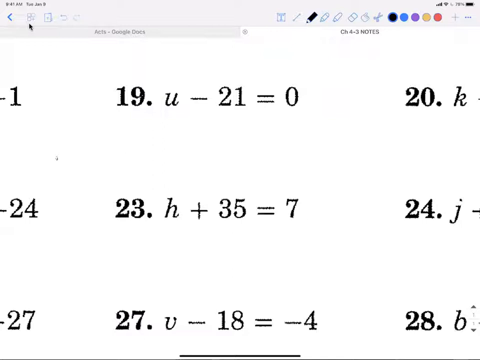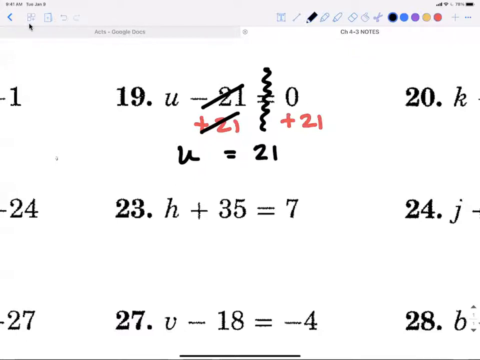All right, so same thing. You've got your equal sign. That's kind of your wall that you're working. That's where you really want to keep everything balanced. It's a negative 21, so you're going to add 21. If you do it to one side, you do it to the other. Okay, leaving, negative 21 and positive 21 cancel out, leaving just the u over there. 0 plus 21 is 21.